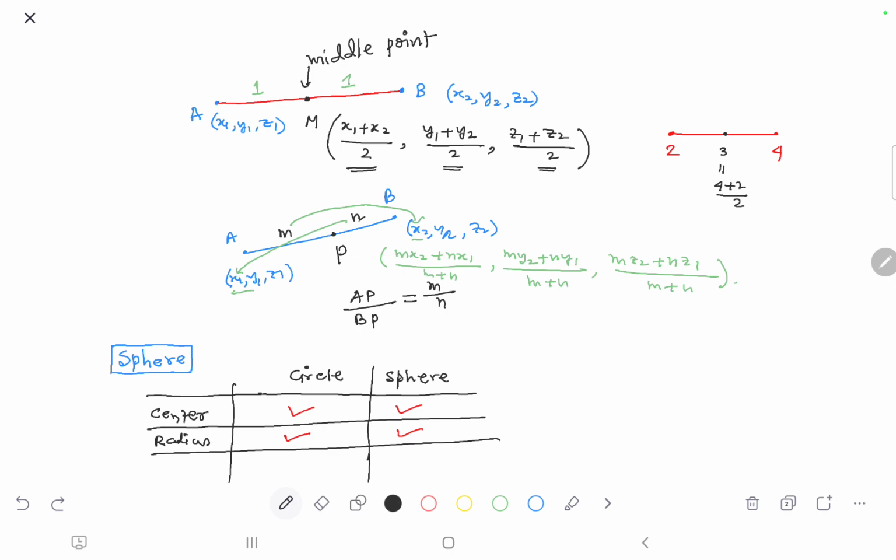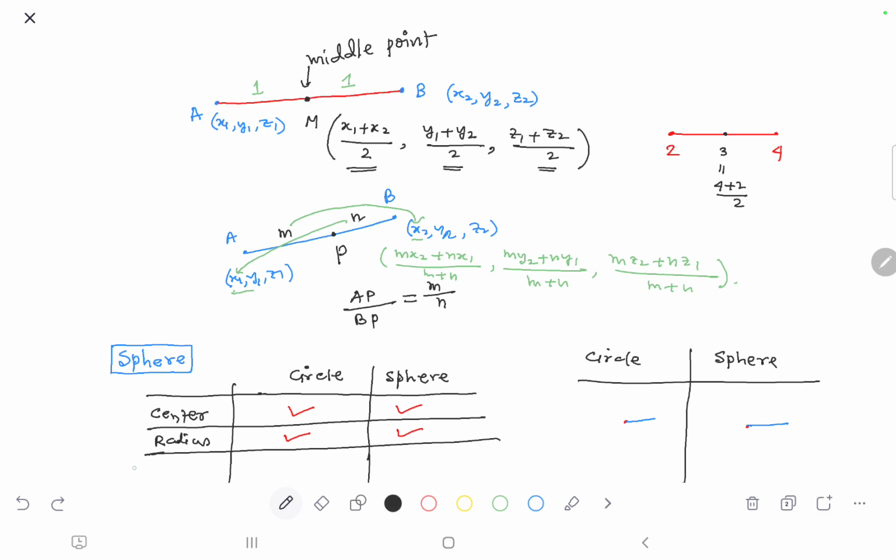So let me draw here. As we draw a circle here, we also draw the sphere. Here we took the point center, let's say O, because both have a center. Here we also take the center. Now we have one more thing that is called the radius, so let's say this is the radius for both. Now here is the important thing.